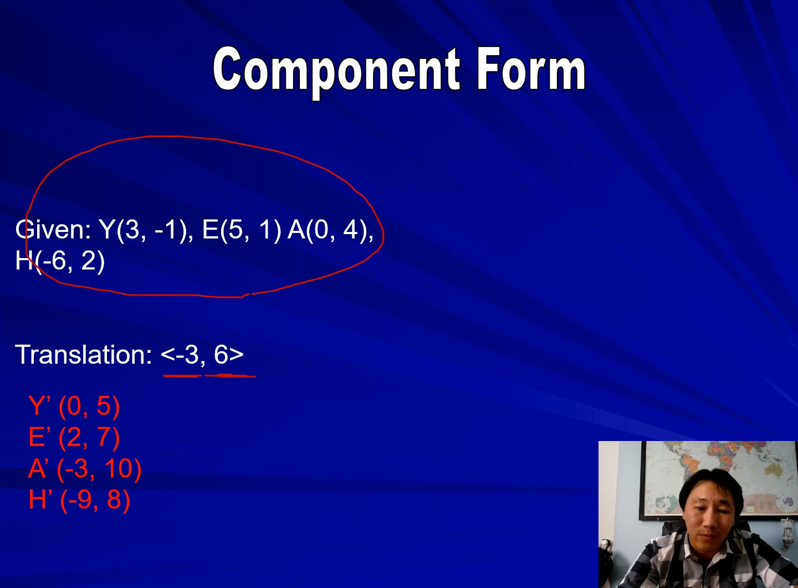I know I went through that pretty quickly, but if you want to pause the video and double check my math, all I did was subtract 3 from all the x values and add 6 to all the y values. Translation is kind of easy.